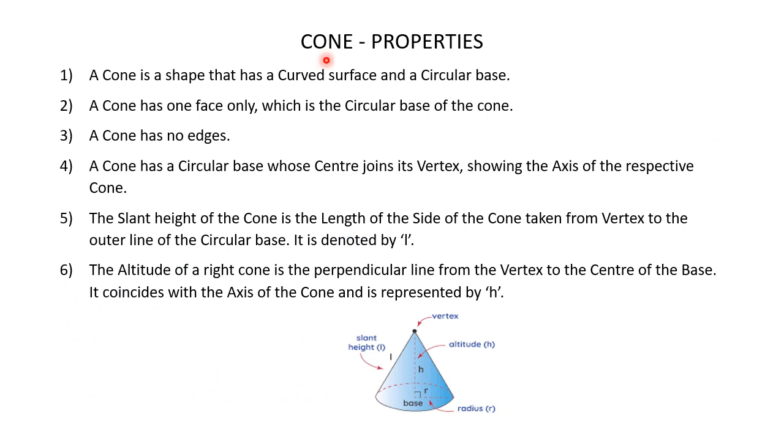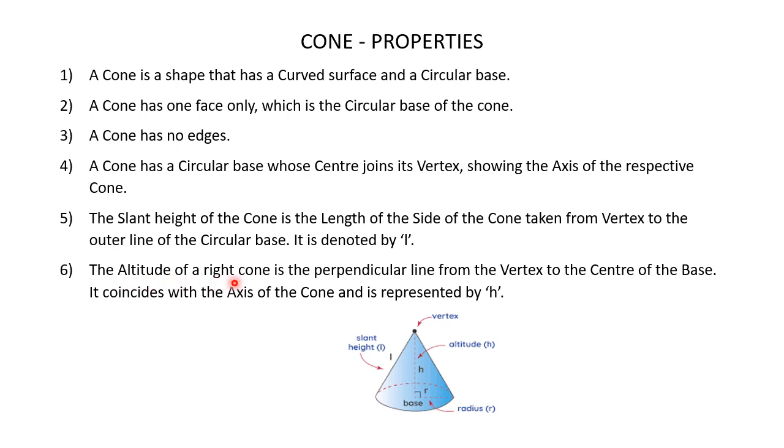Let's now learn a few properties about cones. A cone is a shape that has a curved surface and a circular base. A cone has one face only, which is the circular base of the cone. A cone has no edges. A cone has a circular base whose center joins its vertex, showing the axis of the respective cone. The slant height of the cone is the length of the side of the cone taken from the vertex to the outer line of the circular base. It is denoted by L.